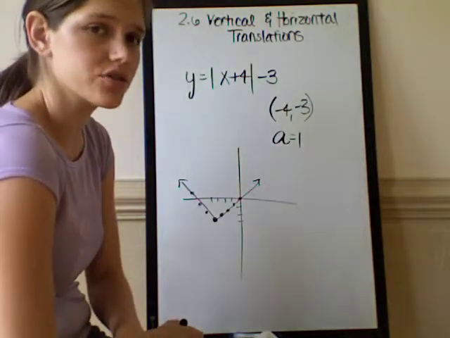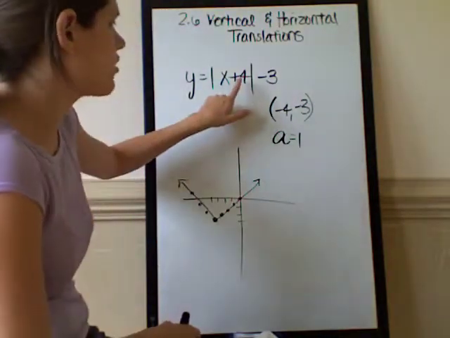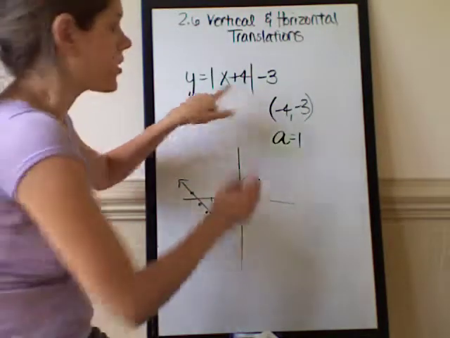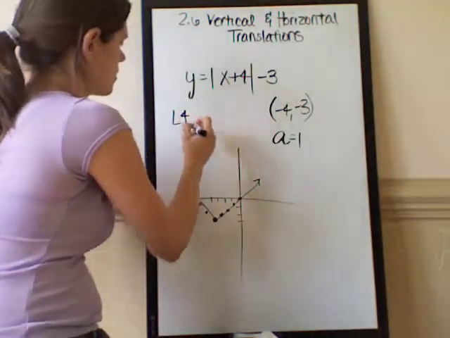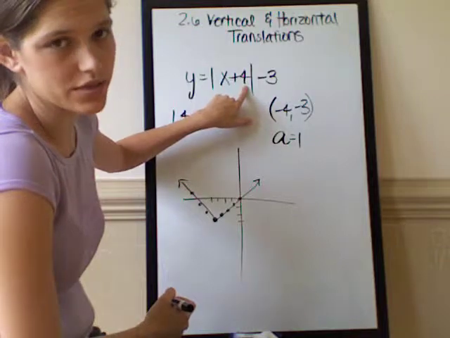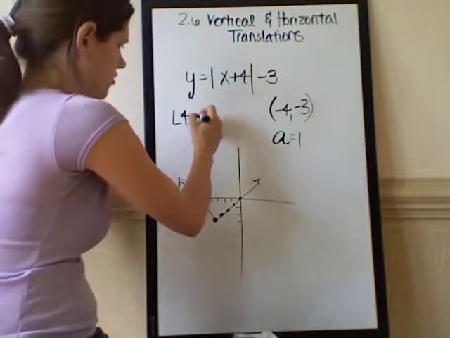If I asked you what the translation had been, you would tell me left 4, because remember, going opposite of what this says, and then down 3.